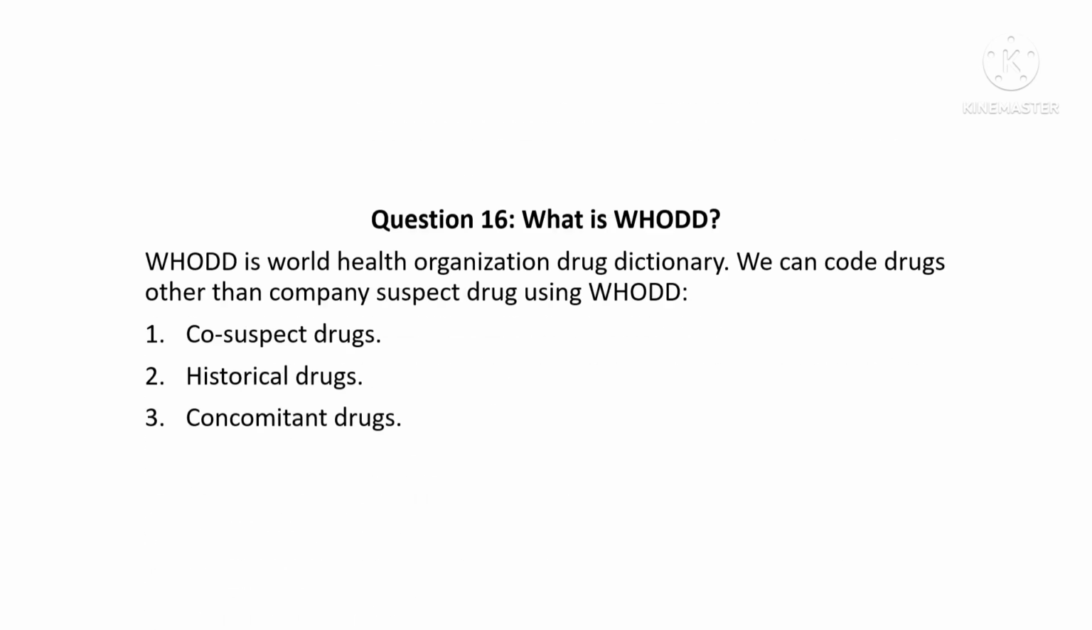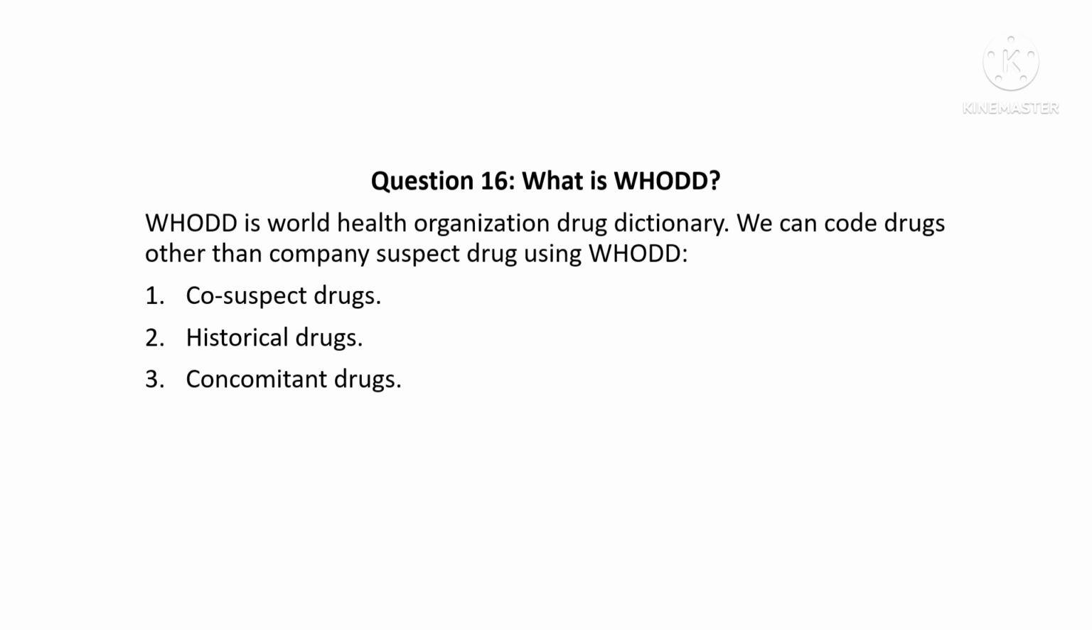Next question. What is WHODD? The abbreviation of WHODD is World Health Organization Drug Dictionary. We can code drugs other than company suspect drugs using WHODD. So what can we code? We can code co-suspect drugs, meaning the patient is taking other suspect drugs other than the suspect drug. Historical drugs, in the past the patient might have taken a few drugs, those also can be coded with the help of WHODD. And concomitant drugs, meaning the patient might be taking any other drugs along with the suspect drug, so those drugs are called concomitant drugs.